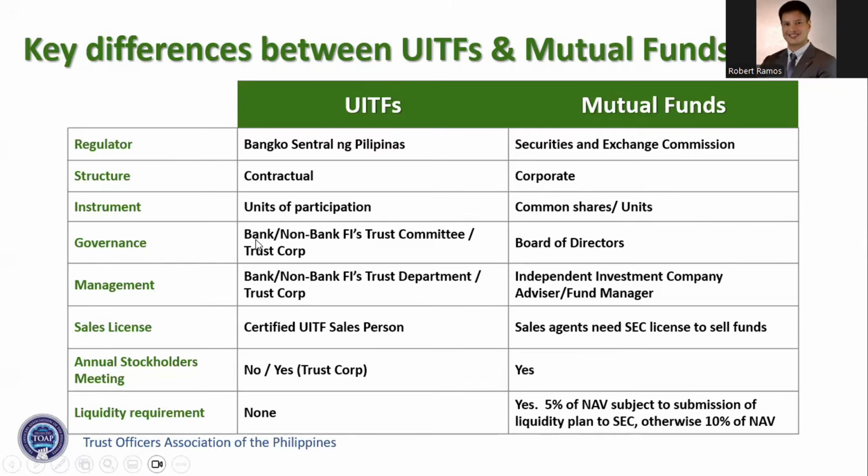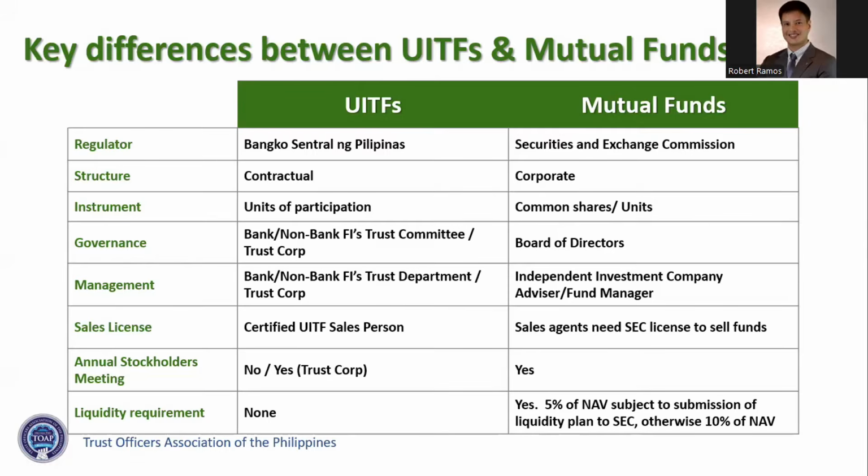For governance, who handles the governance of a UITF? You have either the bank or the trust committee of a bank. And for the trust corporation, you have the board. For a mutual fund company, the one who is answerable with regard to governance is the board of directors. For management, of course, you have the trust group or the senior management of the trust corporation. Whereas for mutual funds, you have an independent investor company, a fund advisor, or a fund manager.